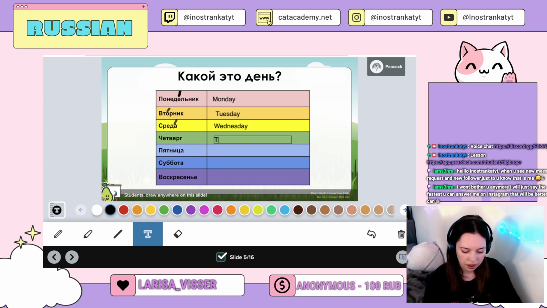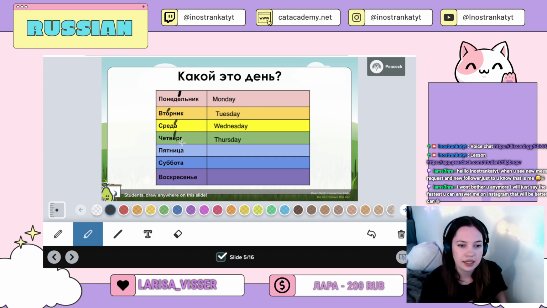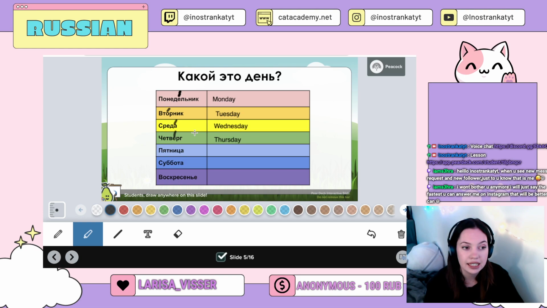Next one. How do we say Thursday? Thursday will be четверг. Stress falls on the last syllable. Четверг. So the last letter is G, but we can easily pronounce it as K, just to make it a little bit easier for articulation. Четверг. Thursday. Сегодня не четверг. Today is not Thursday.